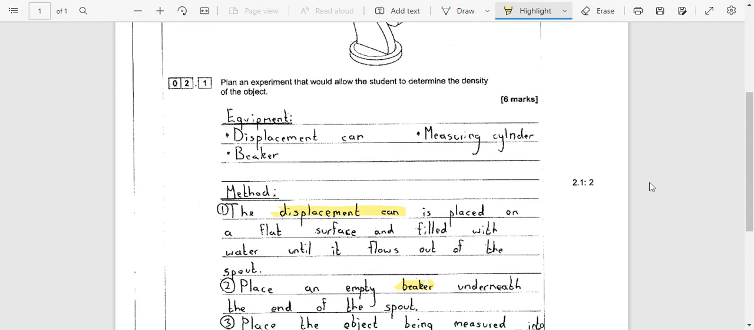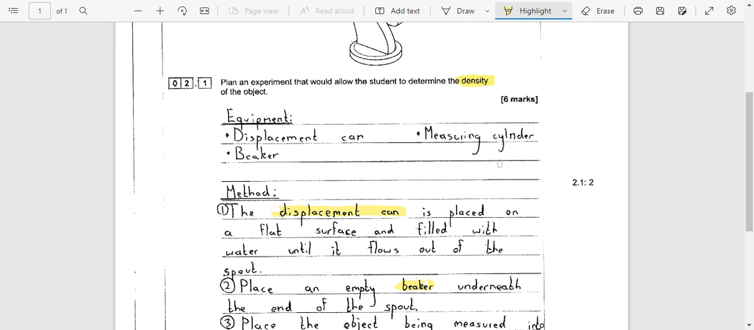However, the question, if you read it again, says plan an experiment that would allow the student to determine the density of an object. This student has almost perfectly described how to find the volume. Now, 6-mark questions are marked in levels, and the maximum the examiner can give in a 6-mark question, if their answer would get them nowhere near finding out what they've been asked to find out, is 2. They can get 3 or 4 marks if their answer would get them quite close to what they've been asked to find out, or 5 or 6 marks if it would definitely find it out.